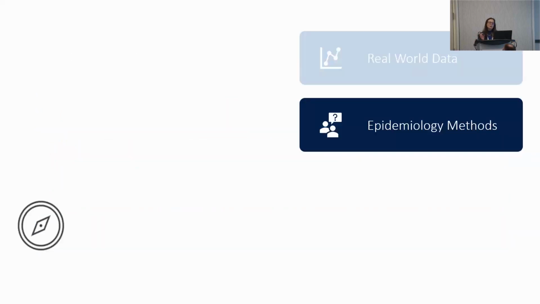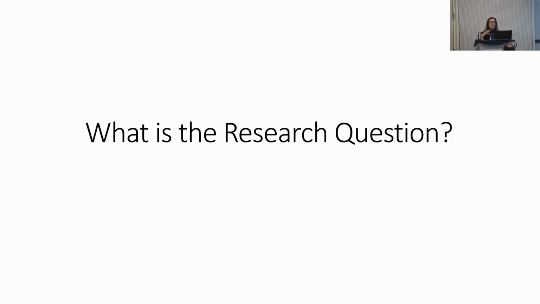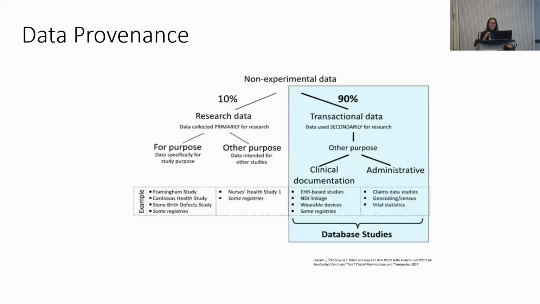So now we're going to move to a brief bit on epi methods and talk a little bit about this in the context of real-world data. I think I've said it, and I'll continue to say it again, but this is really the beginning: what is the research question? So what are you asking, and then how can you answer that question? I think this is so important because this is just a graphic really showing that the majority of the data that we use in the context of observational studies is secondary data.